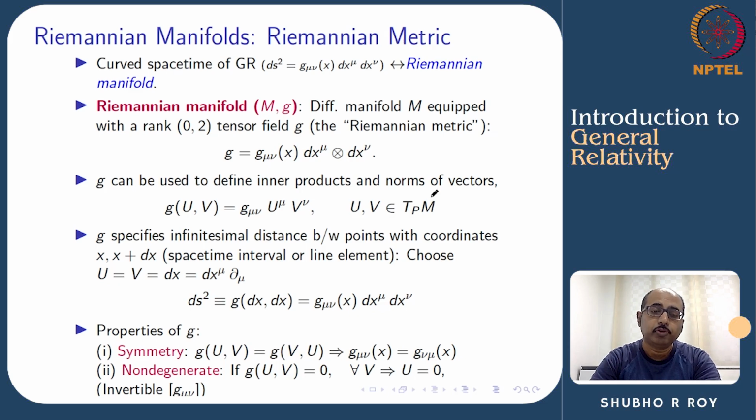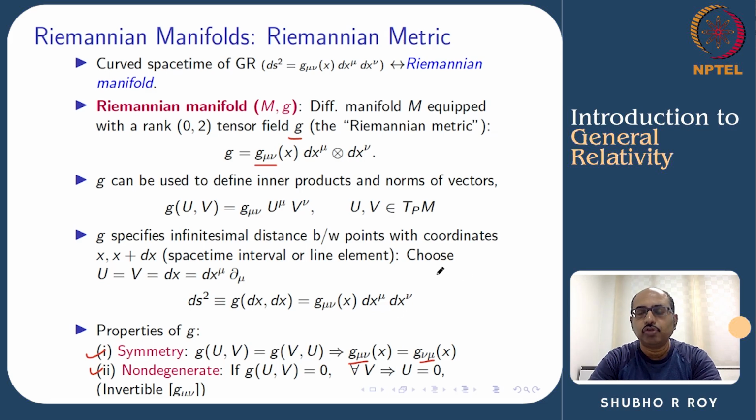Okay, so there are some restrictions on the metric tensor for it to qualify as a Riemannian metric, and these two properties are symmetry and non-degeneracy. Symmetry first. Symmetry means the inner product is insensitive to the order in which I insert the vectors u and v. So g of u comma v is equal to g of v comma u. In terms of the components of the metric, this means that g mu nu of x is equal to g nu mu of x. So under the swap of the indices, the value of the metric remains the same.